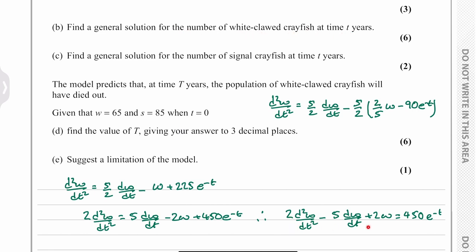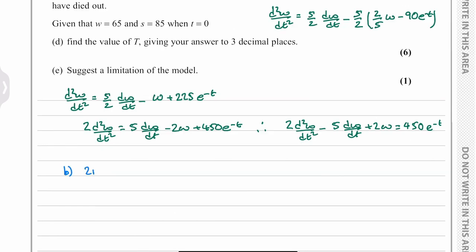So we need to solve this differential equation. So we'll find the auxiliary equation using the right-hand side. This will give us 2m squared minus 5m plus 2 equals 0. We can solve this equation. So we get m equals 2 and m equals 1/2. So the complementary function will be w is equal to a e to the 2t plus b e to the 1/2 t.